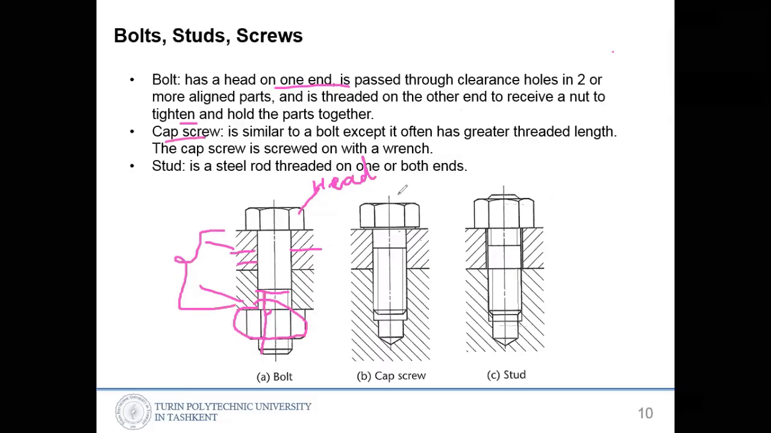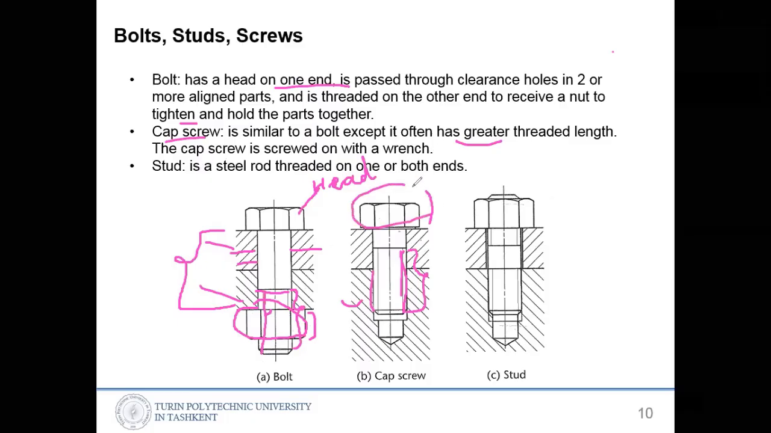The cap screw is this one. Cap screw is similar to a bolt, except it often has greater threaded length. So often this length, the threaded length, is bigger. So this is a threaded area. The threaded length is bigger than the bolt thread, because here we have a nut, but here we don't have a nut. It might be a different, softer material than the nut, so that's why we need more length here. And the cap screw is screwed in with a wrench.